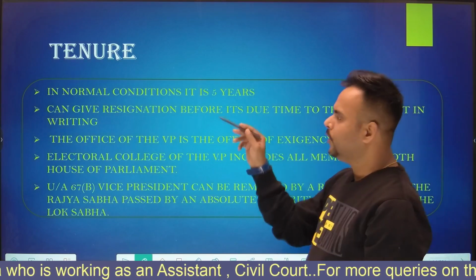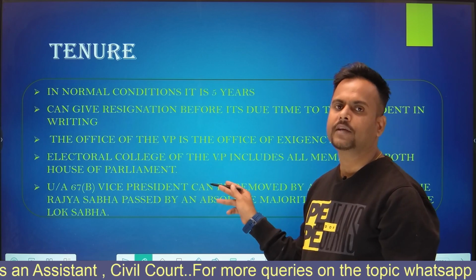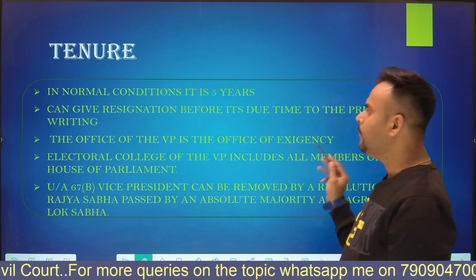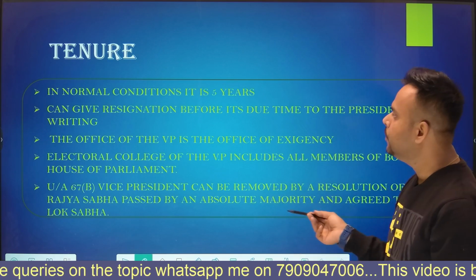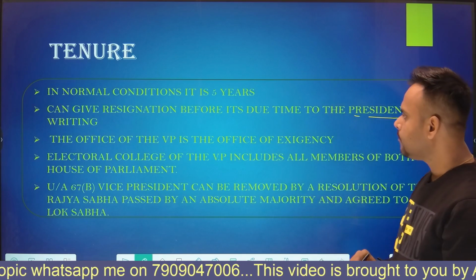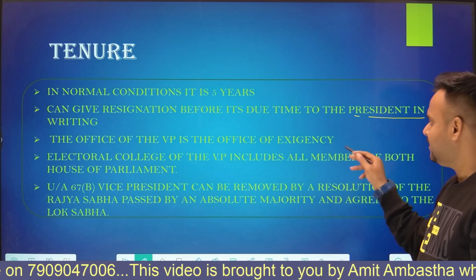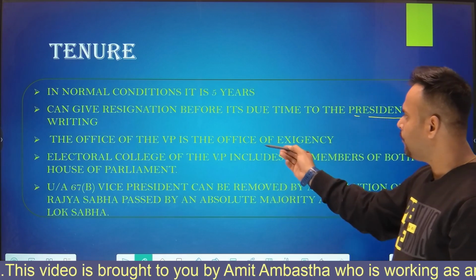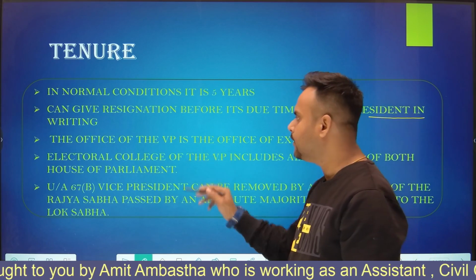See, the tenure. In the normal condition, the tenure is 5 years. That means up to 5 years, he can enjoy the office. He can give resignation before its due time to the president in writing. So if a question comes that the Vice President gives a resignation to whom, then the answer will be the president. Okay. The office of the Vice President is the office of exigency. Exigency means the urgency required. That means this office is an urgent office. You cannot hold this Vice President office vacant.